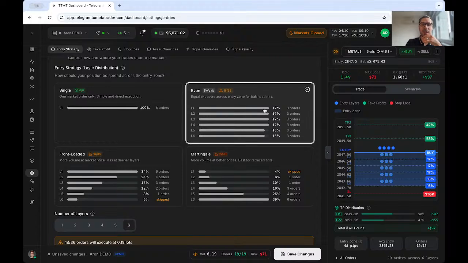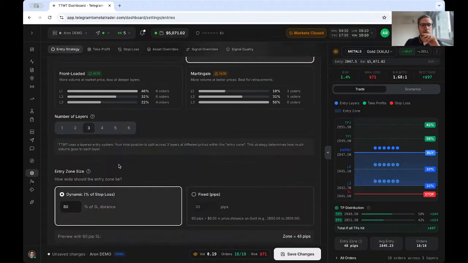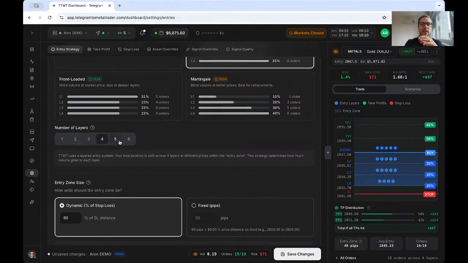You can either distribute it evenly, or front load it, so more on the top layer, less on the bottom layer, or you can use the martingale strategy, which technically does not mean doubling the lot size in every layer, but it's a growing lot size. This layering technique is something that most signal providers, especially those trading gold, use, and this is the single most important feature of TTMT.